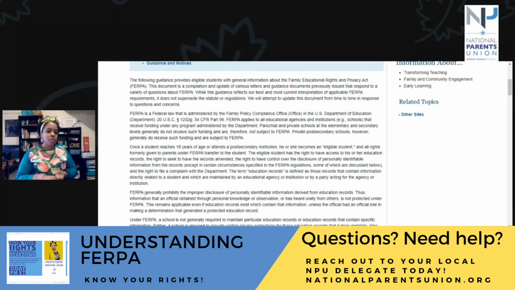Who is this information going to be disclosed to, and for how long, and why, right? It tells you right here, and I just want to point out this part. FERPA is a federal law that is administered by the Family Policy Compliance Office in the U.S. Department of Education. You can definitely type this in the search bar, and you will come up with all this information. FERPA applies to all educational agencies and institutions, for example, schools, that receive funding under any program administered by the department.